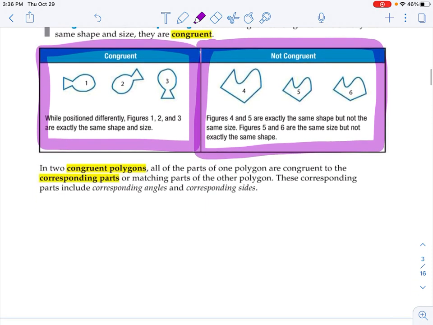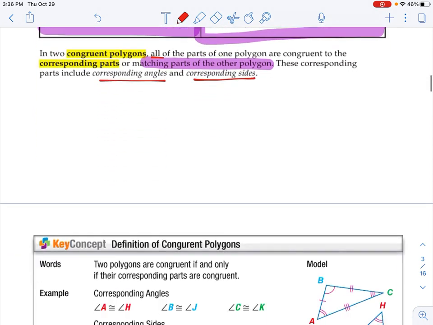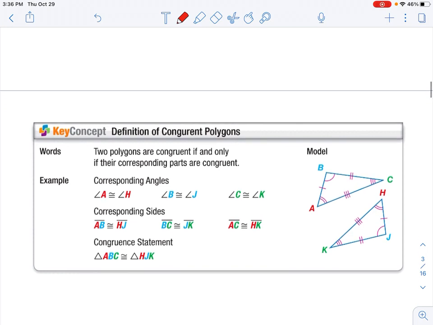So in two congruent polygons, all of the parts of one polygon are congruent to the corresponding or matching parts of the other polygon. These corresponding parts include corresponding angles and corresponding sides. So we are going to learn how to label these. So, definition of congruent polygons: two polygons are congruent if and only if their corresponding parts are congruent.